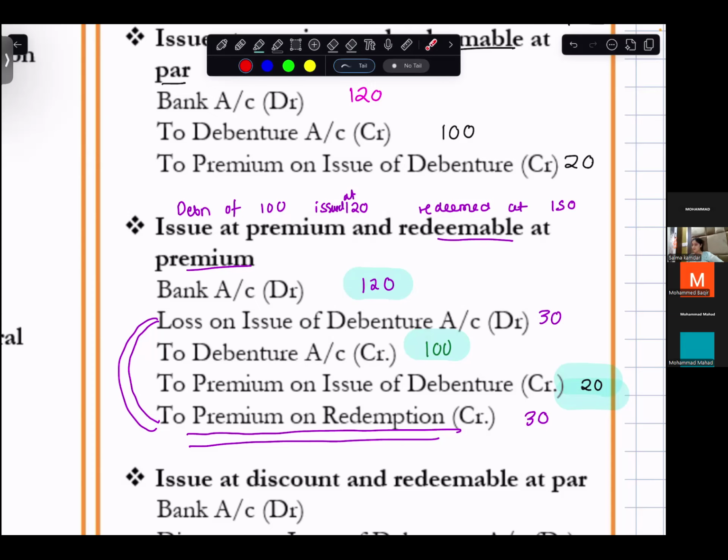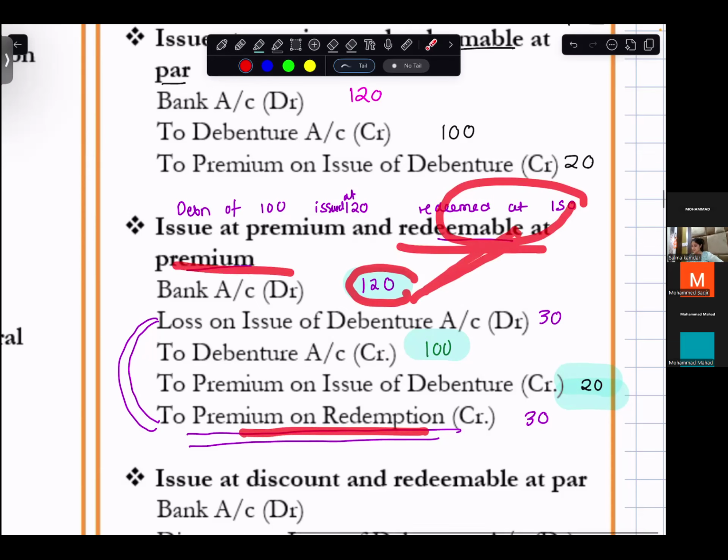Now you're going to redeem it at premium. How much did you receive? 120. How much are you going to pay? 150. How much extra are you going to pay? 30. What is the name of this 30? Premium on redemption. Premium on redemption is a credit and it's a loss for you. So this loss of 30 is because of premium on redemption. Are you with me? Come on, next part.